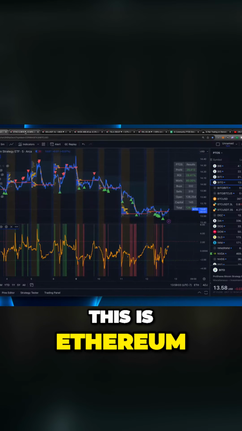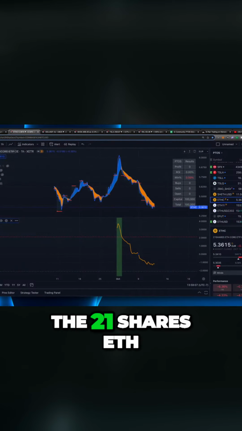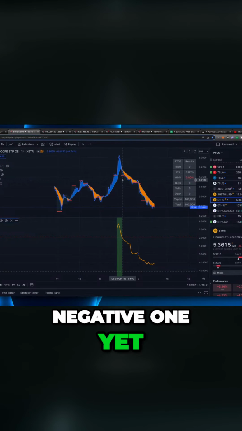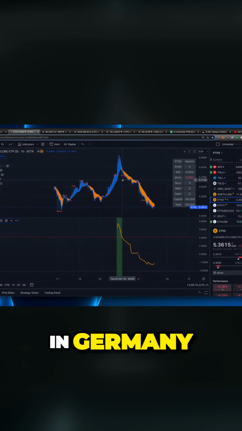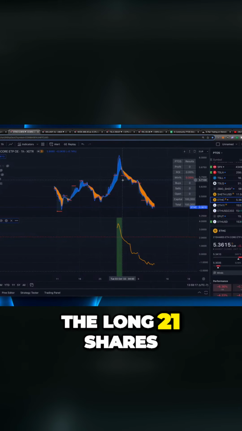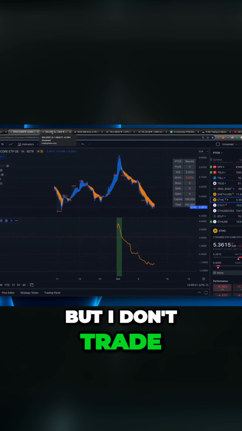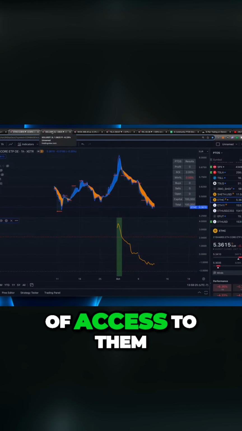This is Ethereum. The second one, Ethereum, sadly, we have the 21 shares ETH future ETF. There's no inverse negative one yet. We can short against it. There is in Germany. So if you are trading in Germany, you can do the long 21 shares and the short 21 shares in Germany. But I don't trade the German ones, nor do my exchanges have access to them.